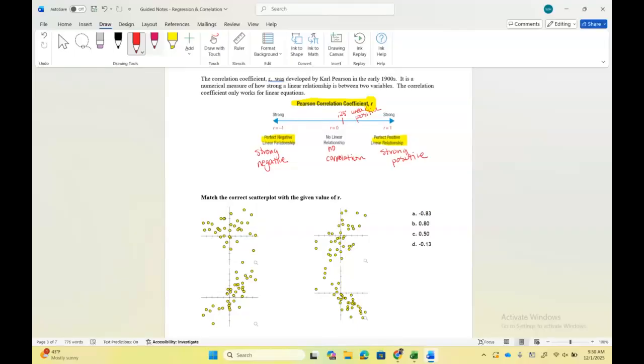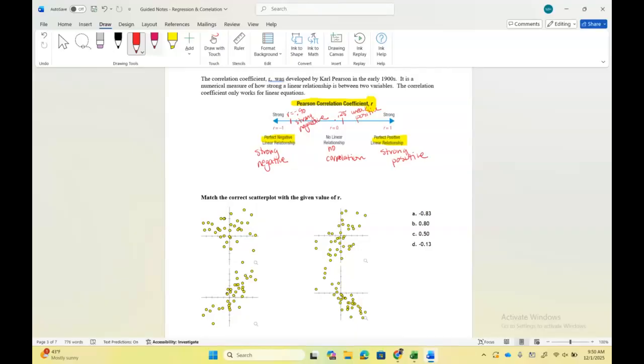Okay, if R is something like 0.25, we would say that that is like a weak positive relationship. If R was something like -0.90, I could say that's still a strong negative relationship. So this is kind of a scale from -1 to 1. R cannot be bigger than 1 or less than -1. It's got to be between those two numbers.